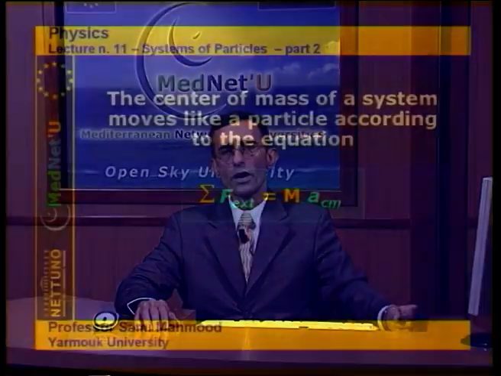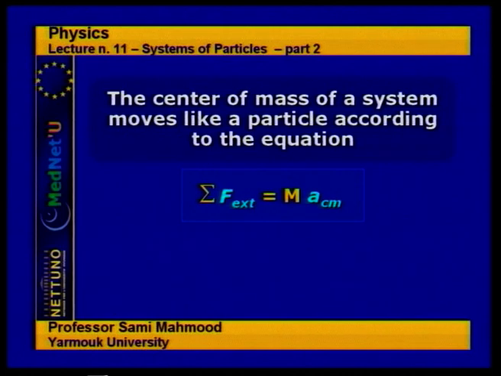Like if you have, for example, a system consisting of charges, the charges repel each other or attract each other. Those are internal forces to the system. But we are not concerned with those internal forces in this equation. This equation tells us that on the left-hand side, we have only the summation of the external forces acting on the system. And the mass, capital M, is the mass of the total system.